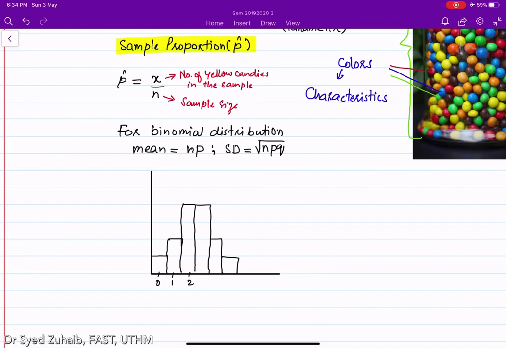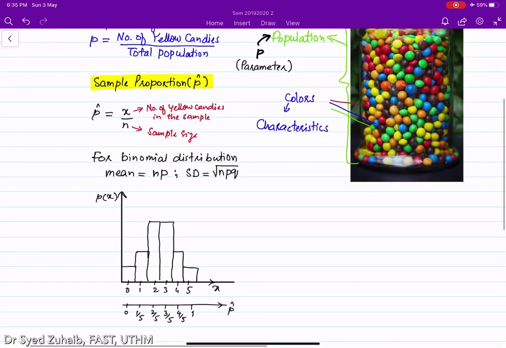0, 1, 2, 3, 4, and 5. This is the sample size. There are 5 samples, and x-axis is the variable, binomial variable x, and y-axis is the probability of that. Then p cap will just be another axis along the horizontal direction, and it will have only different values because it is the variable x divided by the sample size, just like this. Since it is similar to binomial random variable, its distribution is also similar to binomial distribution.